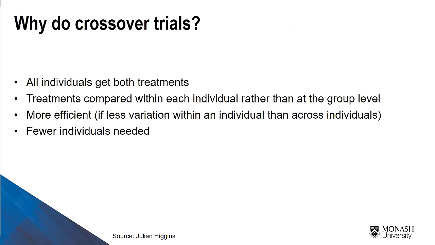So why do people do crossover trials? Well, all individuals get both treatments. So in some ways they can determine what the best treatment is for the individual participant. The treatments, importantly, are compared within each individual rather than at a group level. So it can be a much more efficient design if there's less variation within an individual than across individuals. And what that means is that we need fewer individuals to get the same precision as we would in a parallel group trial. So that's a good benefit.